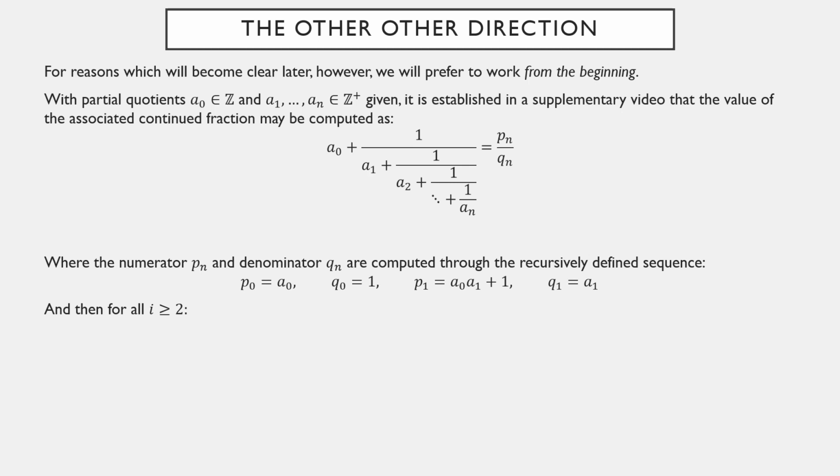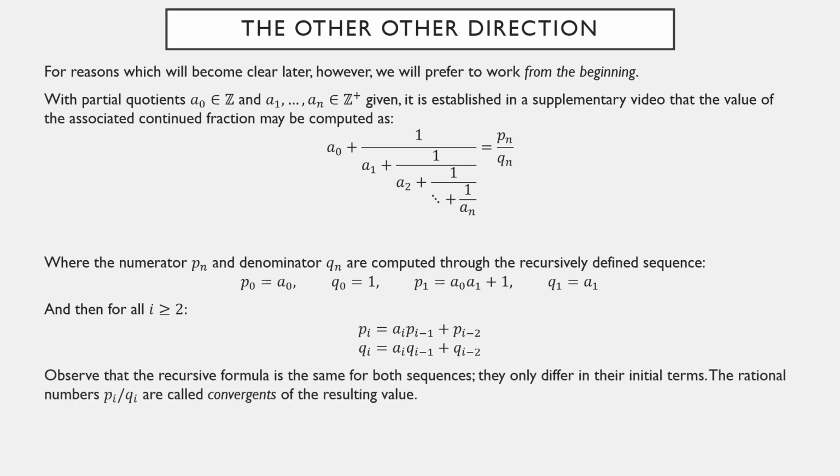And then, if you want to compute P_2 over Q_2, P_3 over Q_3, and so forth, P_i is always given by the partial quotient a_i times the previous numerator plus the numerator before that, and Q, similarly, is the partial quotient a_i times the previous denominator plus the denominator before that. So the recursive formula is actually the same for both sequences, but they do differ in their initial terms.